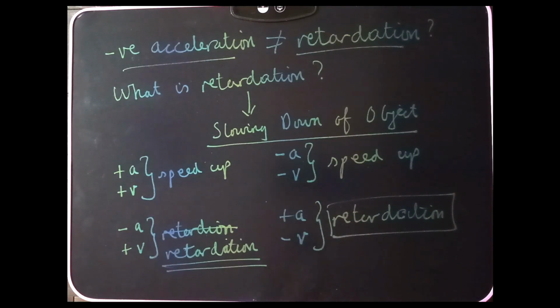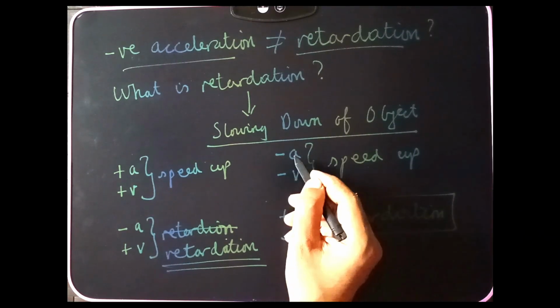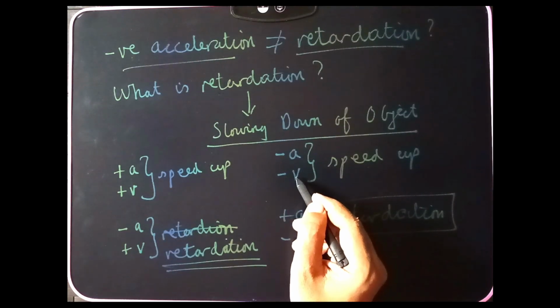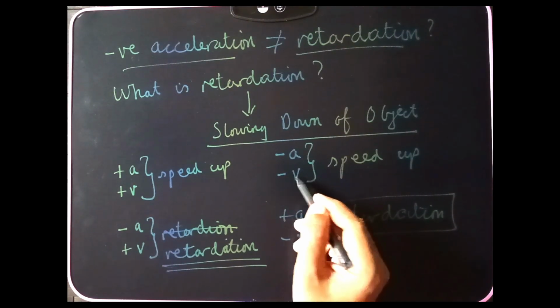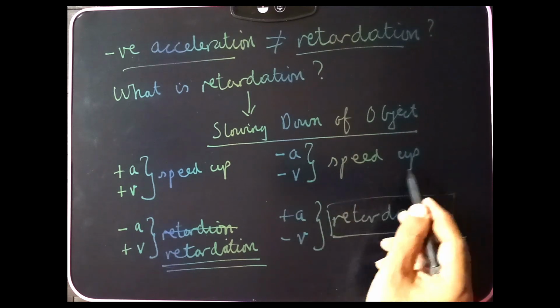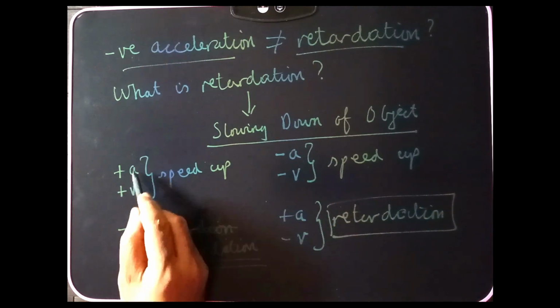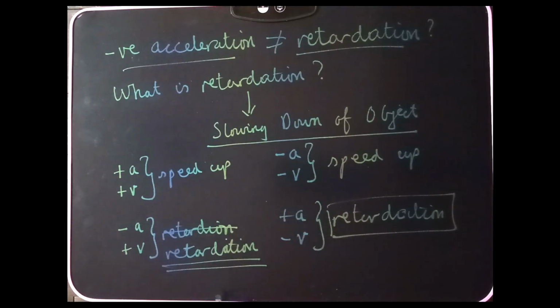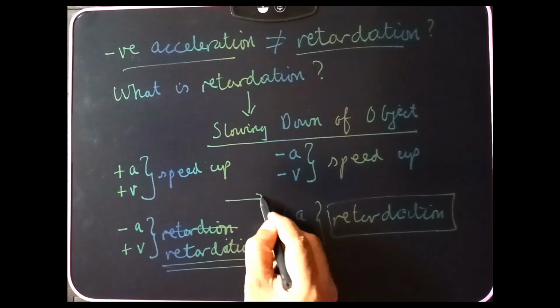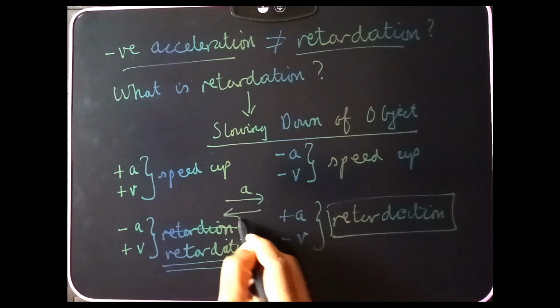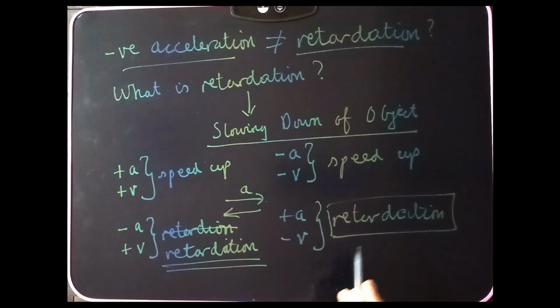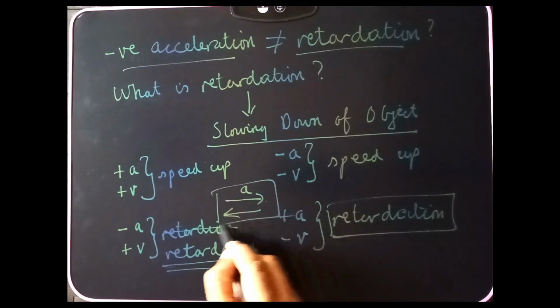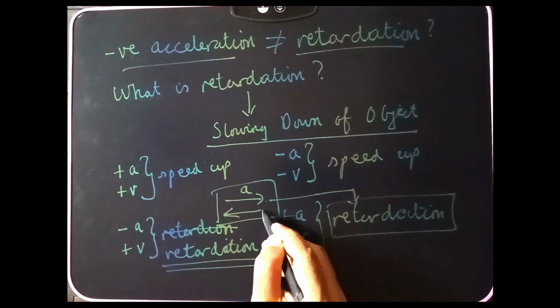Negative acceleration is not retardation, because if negative acceleration is in the same direction as velocity, which is also negative, it will speed up. If acceleration and velocity are both positive, then it will speed up. But if velocity is acting against the acceleration, that means both are in the opposite direction. Acceleration could be positive, velocity could be in the opposite direction. Then it is called retardation.